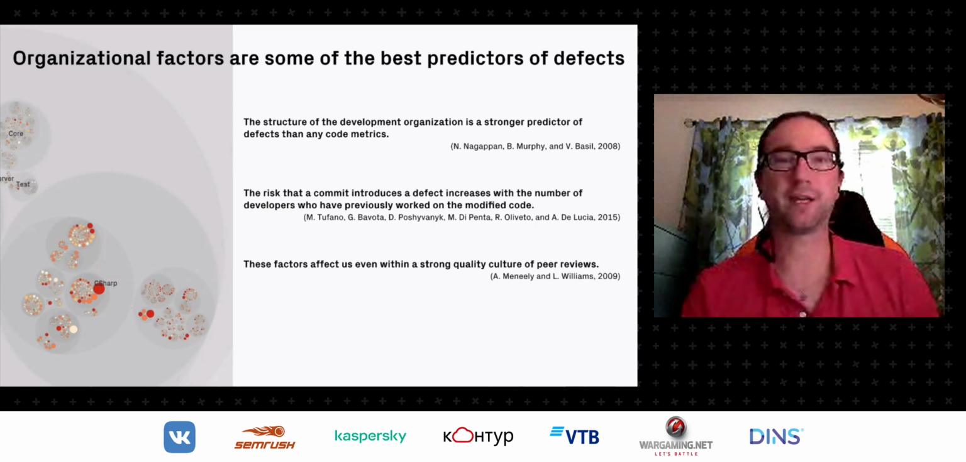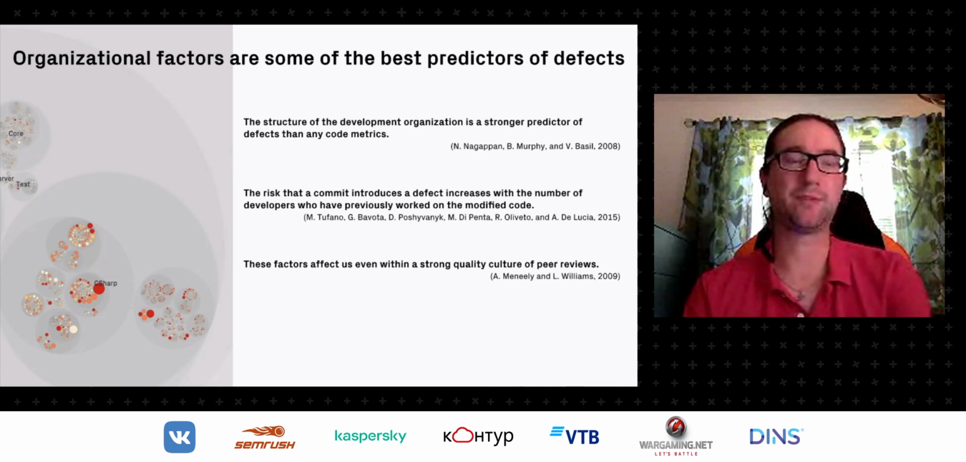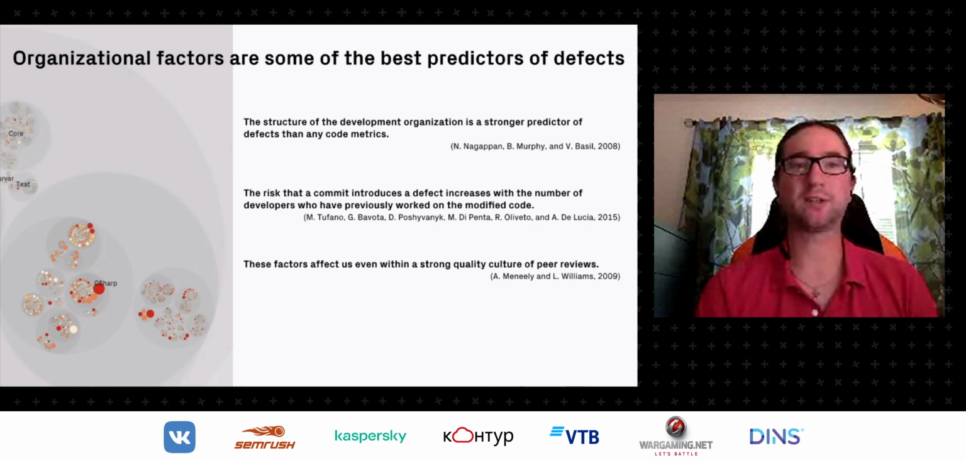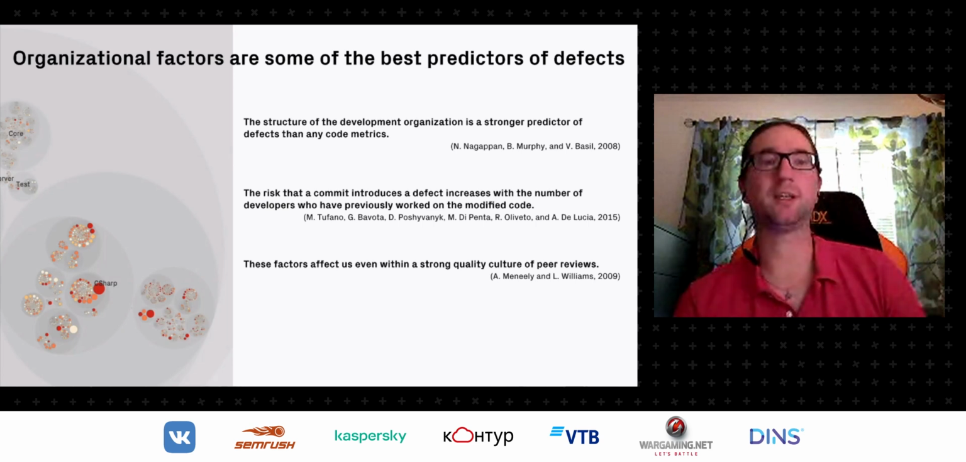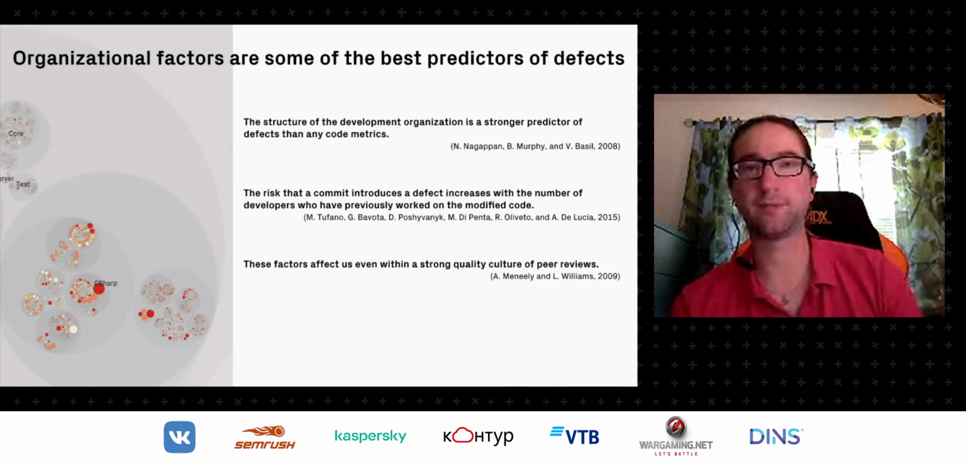And this is kind of confirmed in the second study here, the one in the middle, that says that the risk that the commit produces a defect increases with the number of developers who have previously worked on the code. And I'm going to come back to that really soon.